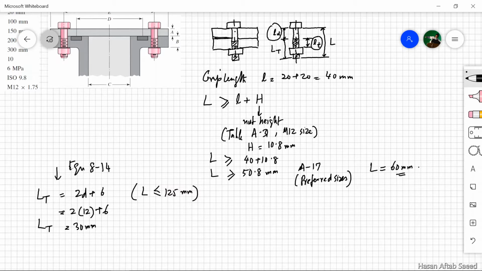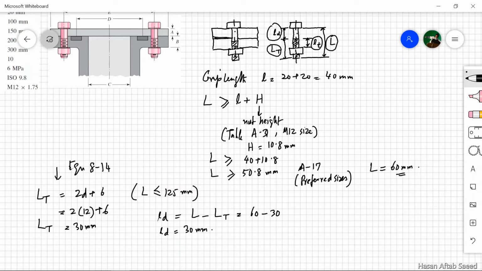Now LD is simply, as the diagram suggests, this total L minus this LT. So L minus LT, and you have 60, which is the length, minus 30, which is LT, the threaded length. So LD is nothing but 30 millimeters.